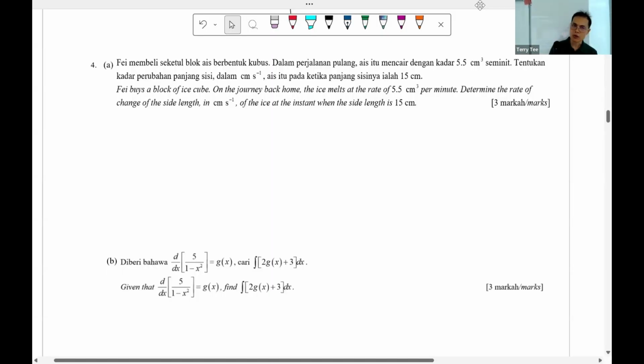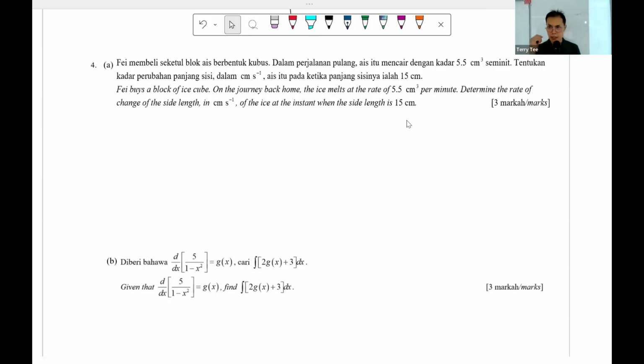Okay, let's move on to question number 4. This question has two parts. Part A is differentiation from chapter 2. Part B is integration from chapter 3.